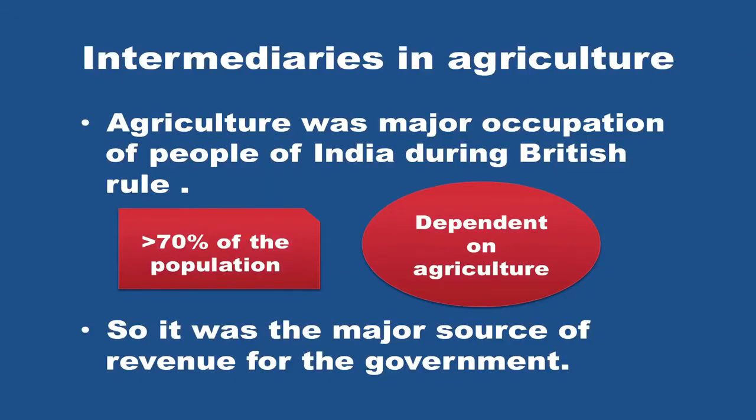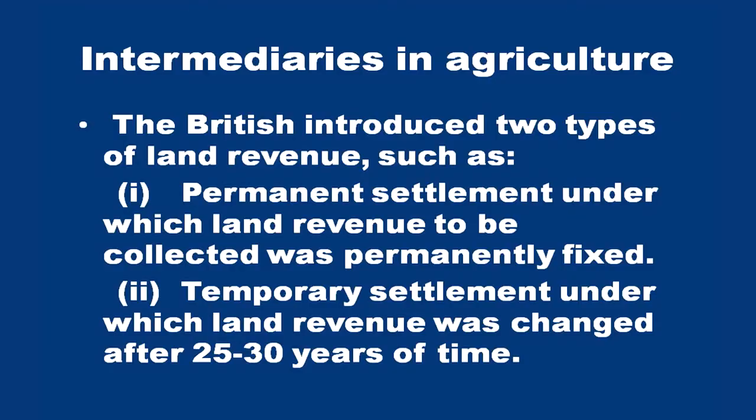Agriculture was a major occupation of people of India during the British rule. You know that more than 70% of the population was dependent on agriculture. It was a major source of revenue for the government. And the British introduced two types of land revenue system during their rule. One was permanent settlement, under which the land revenue to be collected was permanently fixed. The second system was the temporary settlement, under which the land revenue was changed after 25 to 30 years of time.